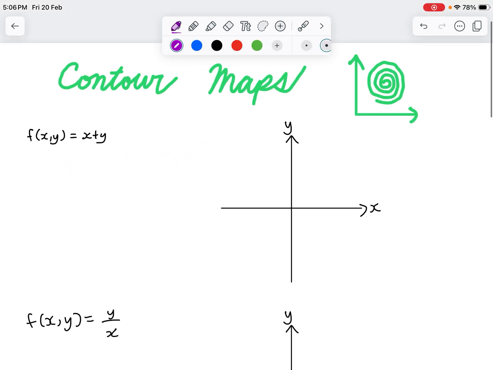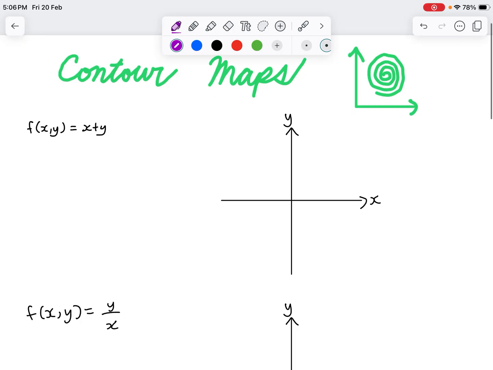And the key to drawing contour maps in today's video is setting f of x comma y equal to c. In today's video, it's more about a visual representation rather than computing derivatives and finding limits and all that. For now, we're just looking at it visually.